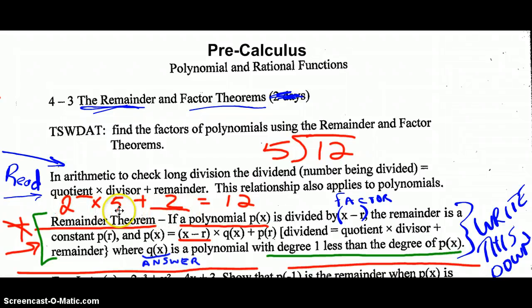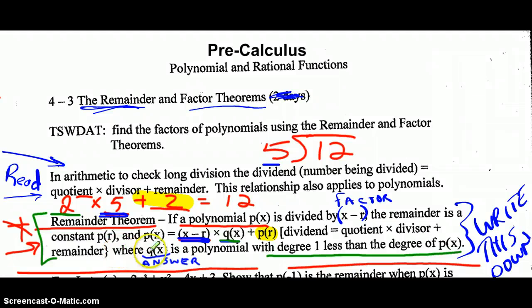So 5 was what we were dividing by, our factor right here. So this 5 here, different color. This 5 is what we divided by right here. Our quotient from that, different color, was 2. And then our remainder right here was 2. That's what that all means decoded. It still doesn't help. I'll let you pause it and write all this down.